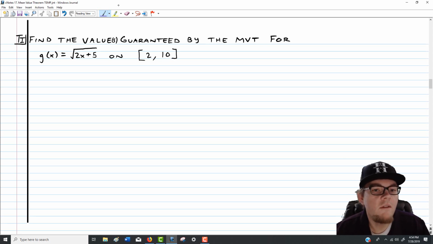I want you to try to find the value guaranteed by the mean value theorem for g of x equals the square root of 2x plus 5 on the interval from 2 to 10. I think this is a good medium to medium high level question that involves a little bit of algebra and some thinking. So I'm going to encourage you to go through here.